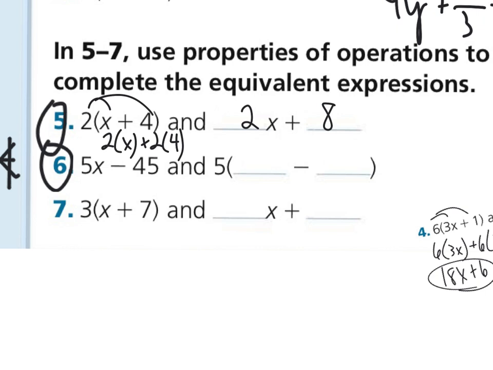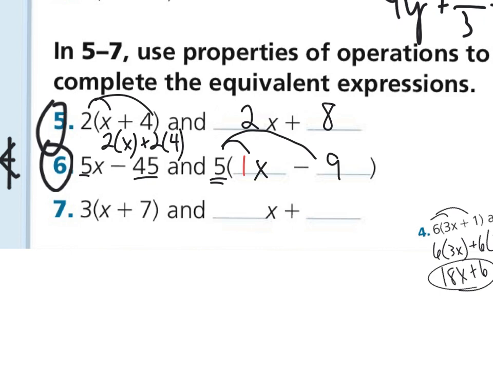Number 6, we're distributing, or we're not distributing, we're factoring. If you look at 5 and 45, they're both divisible by 5, so they're factoring a 5 out. It's kind of the opposite process of distributing. So what we're going to do, we're going to think about 5 times what? That would give us 5x, and that would just be x, or if you want, you can put a 1x. And then minus 5 times what equals 45, and that would be 9.